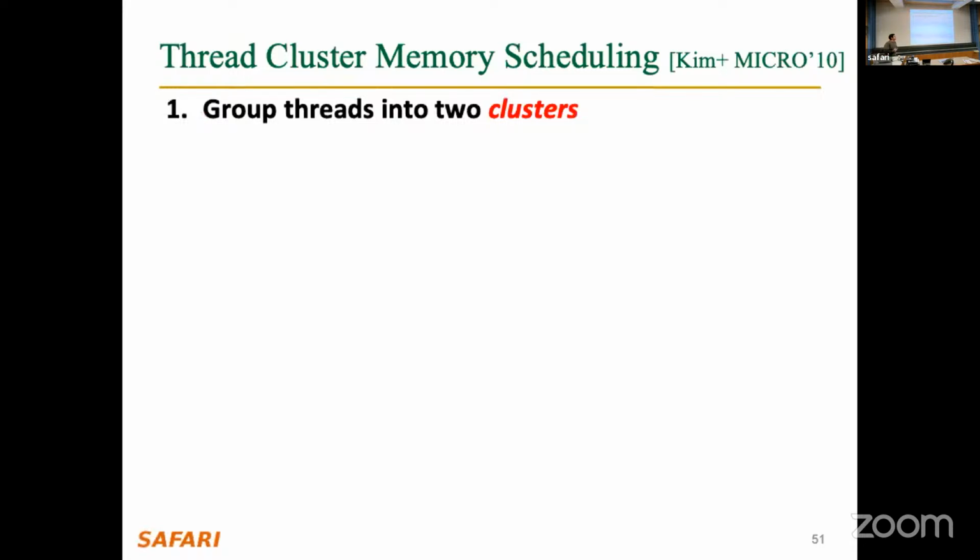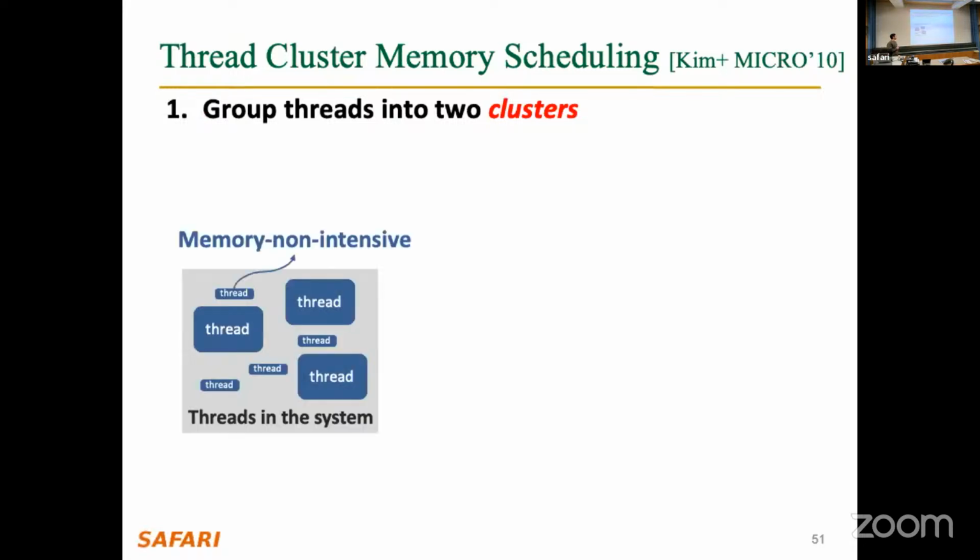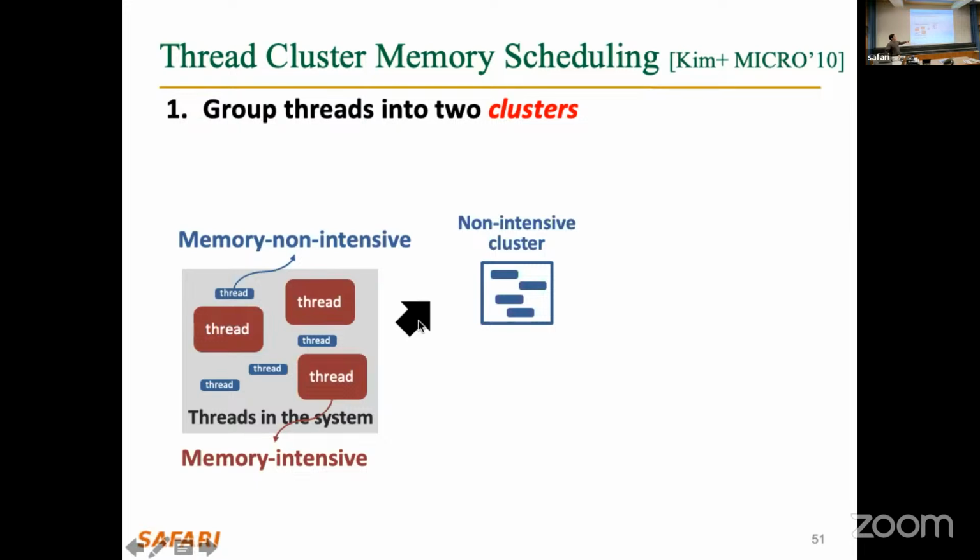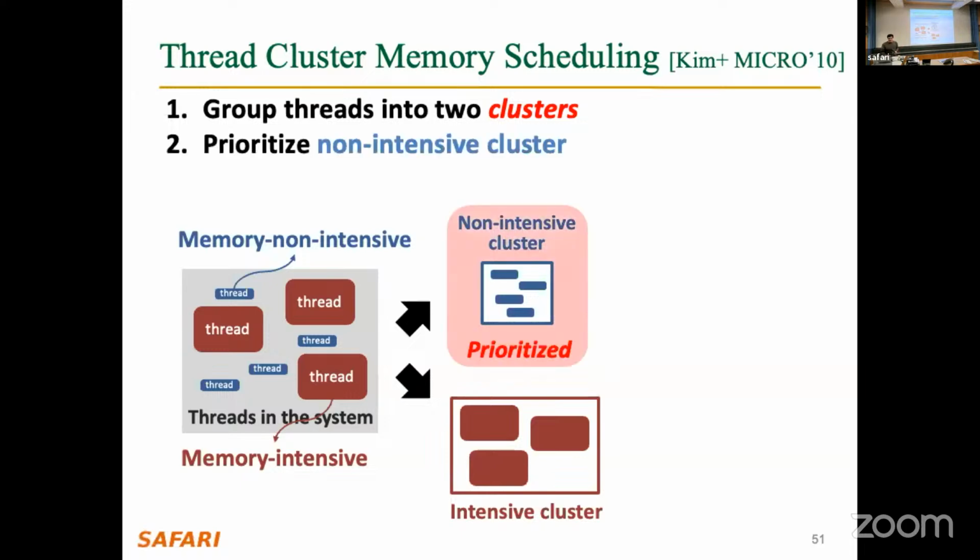So we will group the threads into two clusters. These are all the threads in the system, and you can see the memory non-intensive threads are smaller here, and the memory-intensive threads are bigger boxes. And that's the clustering we're trying to do. So we want to collect the non-intensive threads in one cluster and the others in the other cluster.